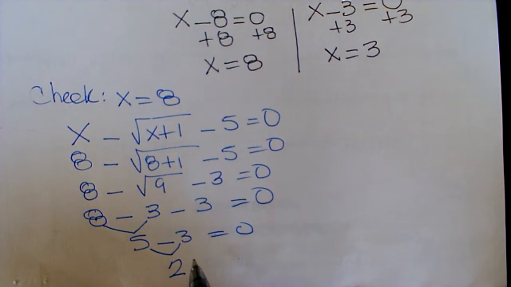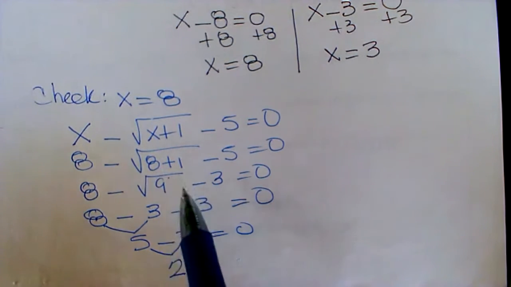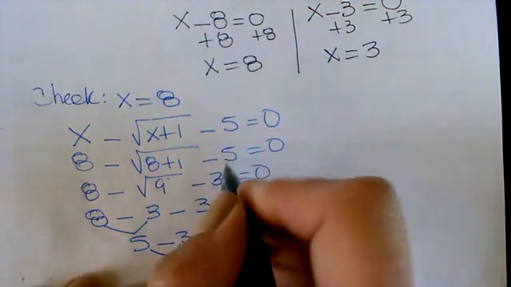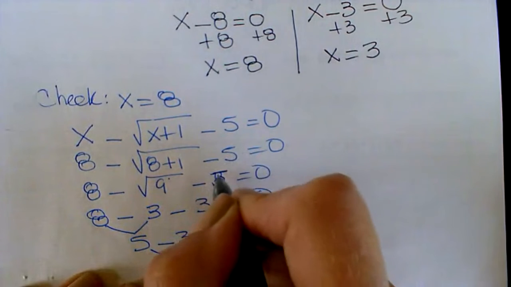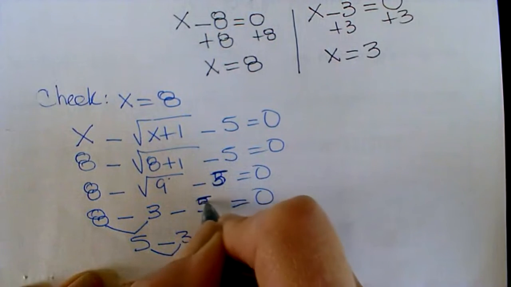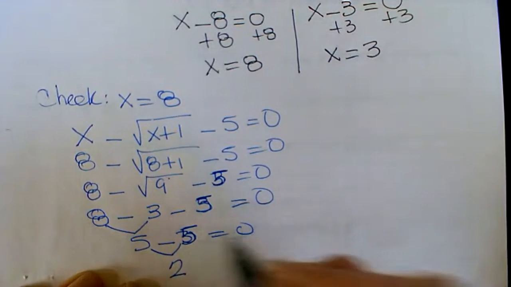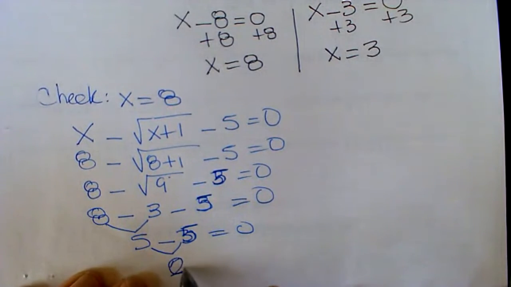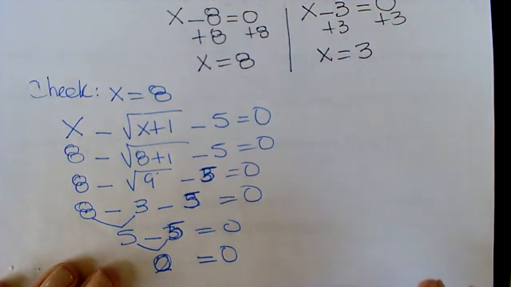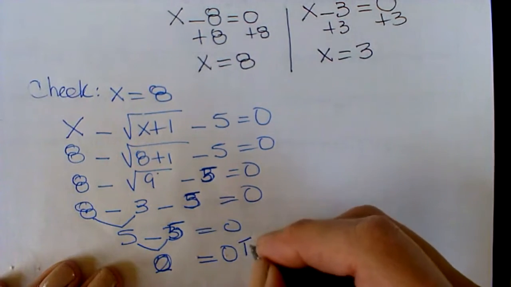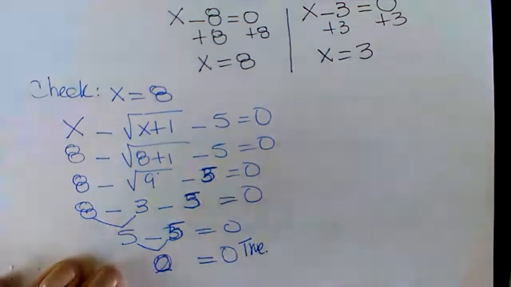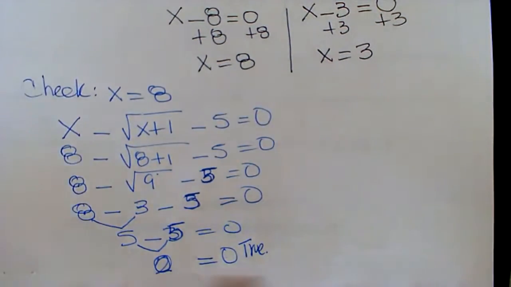Hold on, what am I doing? 9. Hey, this is a 5. You guys didn't say anything. And 5 minus 5 is 0. Don't let me change the numbers, okay? So this is true. This one is working. It works so far.